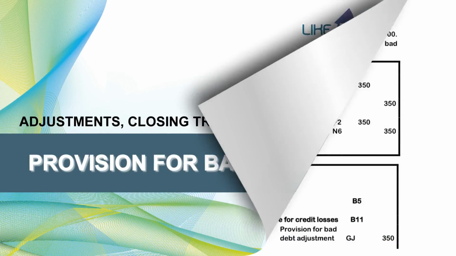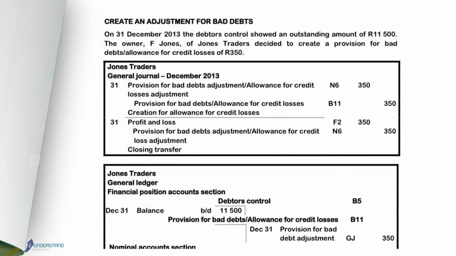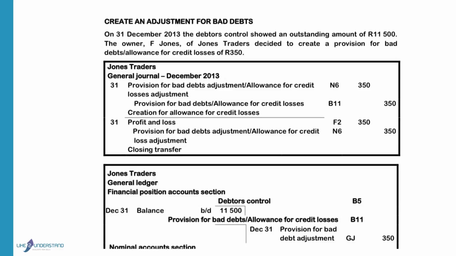Good morning. We will pay attention to provision for bad debts today when we create a provision. On the 31st of December, the debtors control showed an outstanding balance of 11,500. The owner decided to create a provision for bad debts of 350. Your debtors control is your positive asset, and the provision for bad debts is the negative asset.